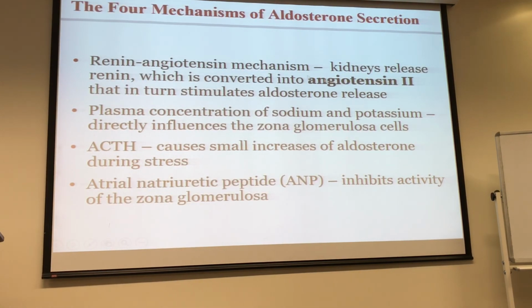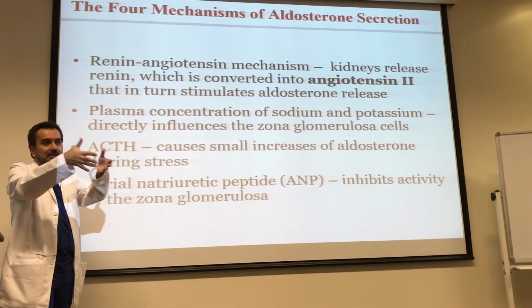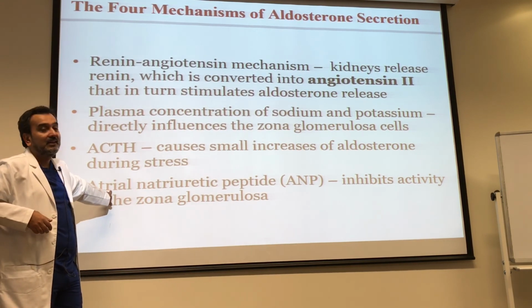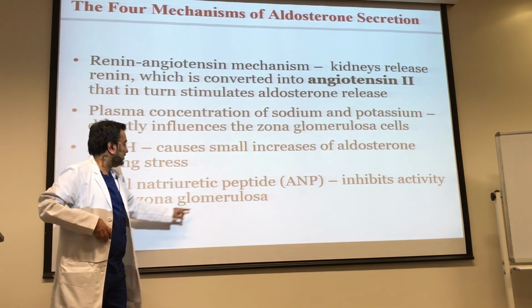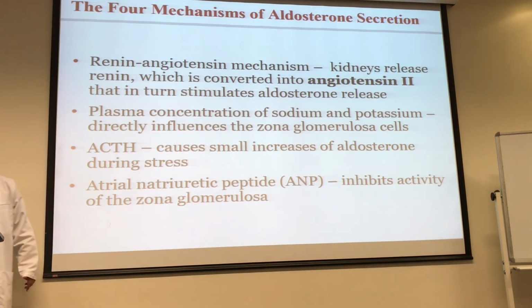In the renin-angiotensin system, we know that kidneys release renin, which leads to angiotensin 2, which stimulates aldosterone release. Plasma concentration of sodium and potassium directly influence the zona glomerulosa, especially the potassium levels. ACTH causes a small increase of aldosterone during stress. Atrial natriuretic factor is a protein released from the heart. When you have more extracellular fluid volume, your atria are stretched, producing atrial natriuretic peptide, which inhibits the activity of the zona glomerulosa.